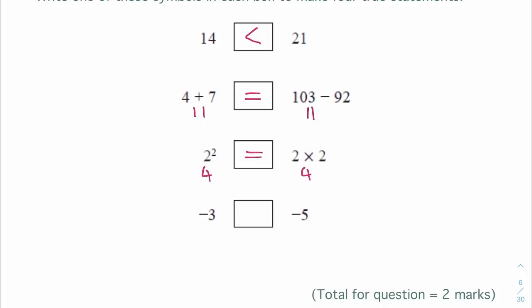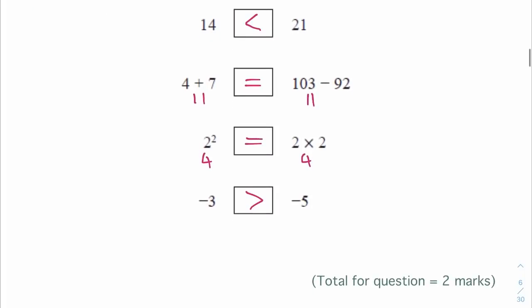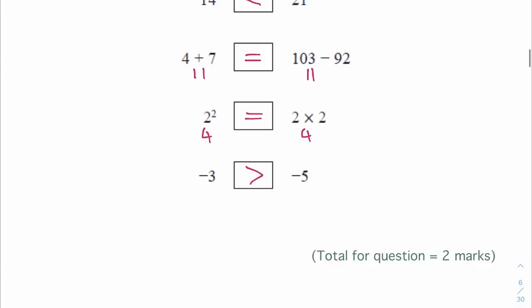Now chances are this one's going to be greater than, but let's just think about that. So -3 and -5, well -3 is closer to 0 than -5, therefore it's a bigger number, so -3 is greater than -5. Right, so there we go, you can see you just got to know your negatives well on that last one there. The rest were just okay, to be fair, working those out, particularly when you've got a calculator.